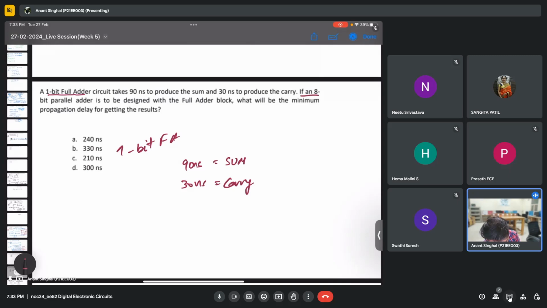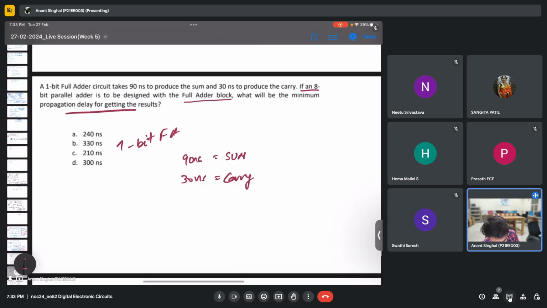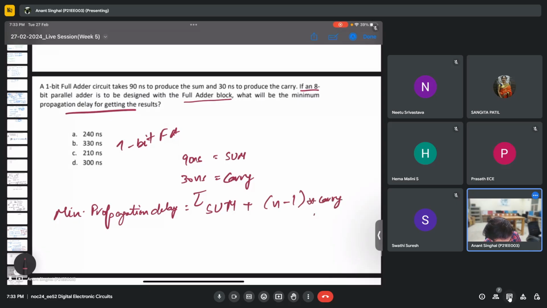So if an 8-bit parallel adder, parallel meaning we are using 8 full adders, is designed with this full adder block, what will be the minimum propagation delay? This is a theoretical question, so you can just remember the formula for these types of questions. The minimum propagation delay will be given by the sum propagation delay. I am writing this as tau sum plus the number of parallel gates used times the carry generation delay.